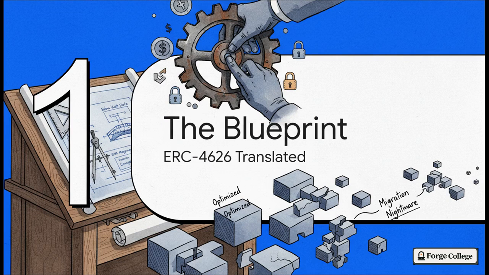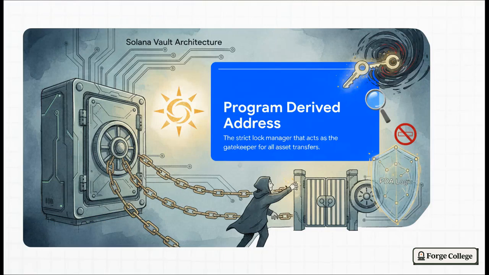The blueprint: ERC-4626 translated. We really need to map this out up front, because on Solana, resizing accounts later is a migration nightmare that you desperately want to avoid. So the absolute centerpiece here is the program-derived address, or PDA. You can think of this as our strict lock manager.